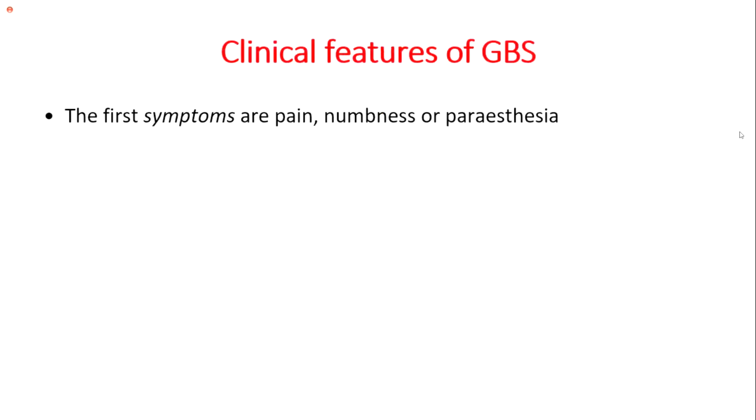The first symptoms are sensory. Remember that. The first symptom, now you see the word I have used there is symptoms, and I have put it in italics because you don't get sensory signs. You only get sensory symptoms. So the patient will develop some pain, numbness and paraesthesia.